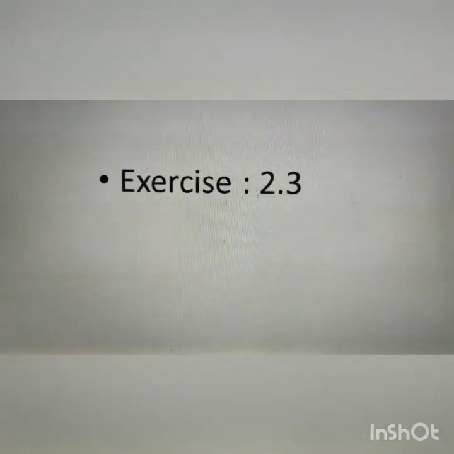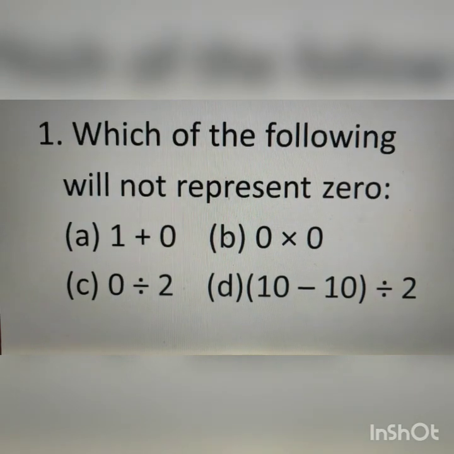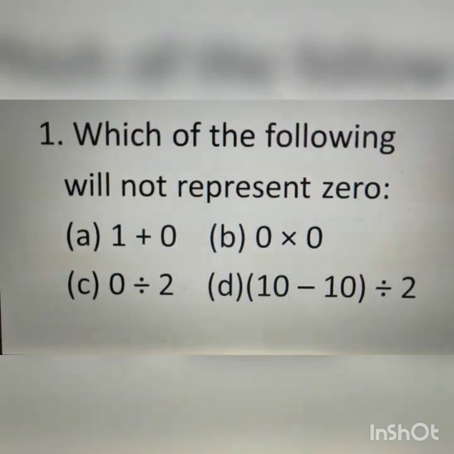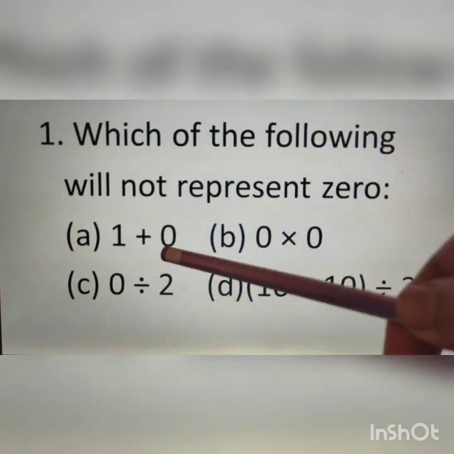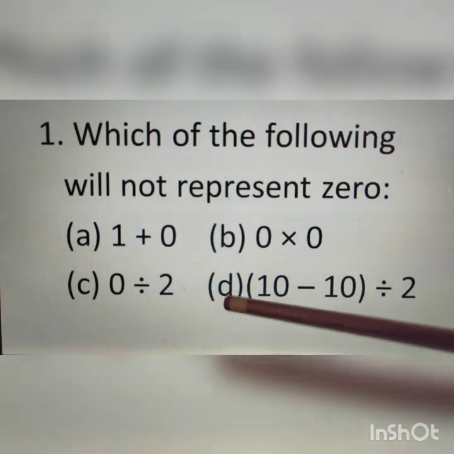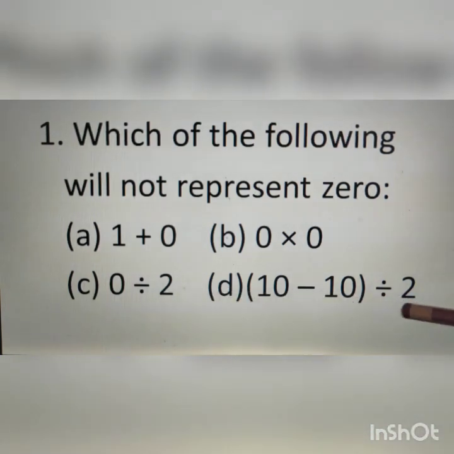Today I will explain exercise 2.3. Exercise 2.3. Question number 1. Which of the following will not represent 0? Option A, 1 plus 0; B, 0 into 0; option C, 0 divided by 2; and option D, 10 minus 10 divided by 2.